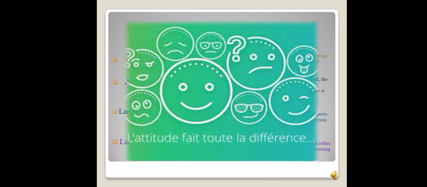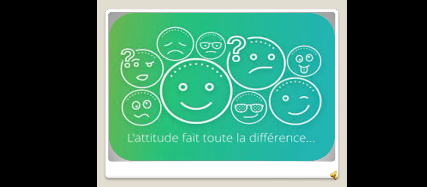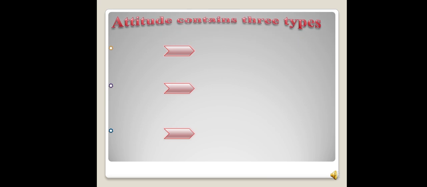As you can see in this picture, there are different expressions and emotions. For example, emojis that are optimistic, depressed, arrogant, or thinking, and so on. Those emojis can present people's attitudes in our daily life. That at the end will lead us to the next step, which is that attitude contains three main types: positive attitude, negative attitude, and neutral attitude.